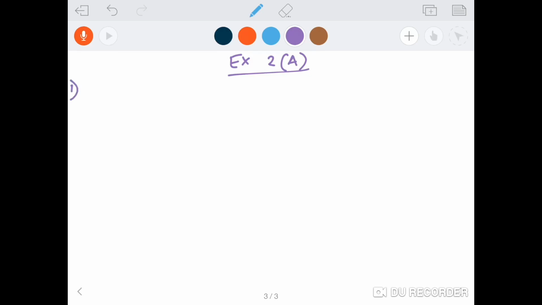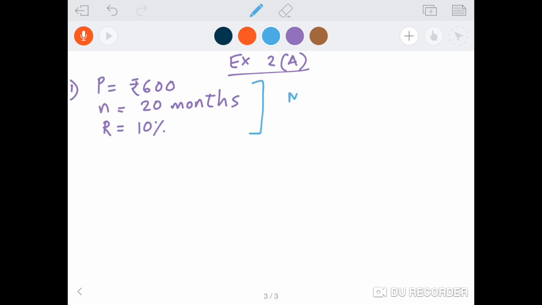In the first question, he's told us that we are depositing rupees 600 into our recurring bank deposit every month, and we are doing this for 20 months. So he's given you the value of P, he's given you the value of N. Keep in mind that N will always be in months. He's also told us that the bank is paying us at a rate of 10% per annum, and he's asking us to calculate the maturity value. It's basically just direct substitution.